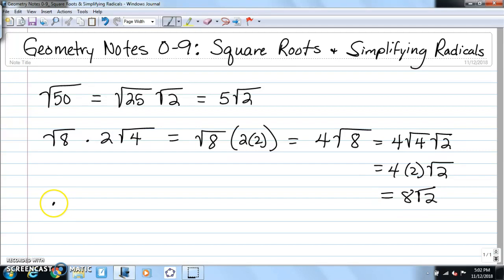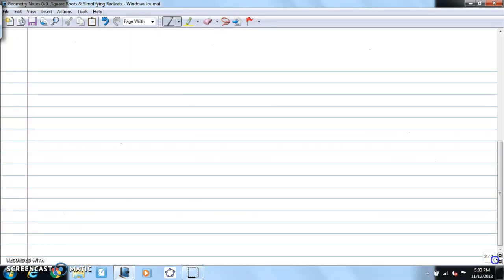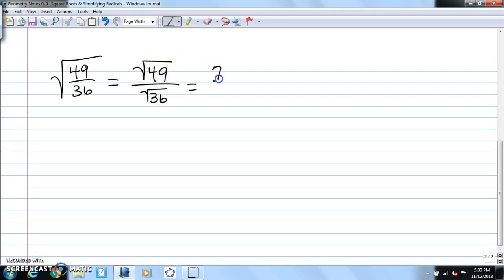Okay, you try this one. Okay, so again, 75 is 25 times 3. Well, the square root of 25 is 5, so that's 5 square root of 3. Now, this also works with quotients. So in other words, I can have the square root of 49 over 36, that's a quotient, and I can separate that out and say it's the square root of 49 over the square root of 36. Well, the square root of 49 is 7, the square root of 36 is 6.